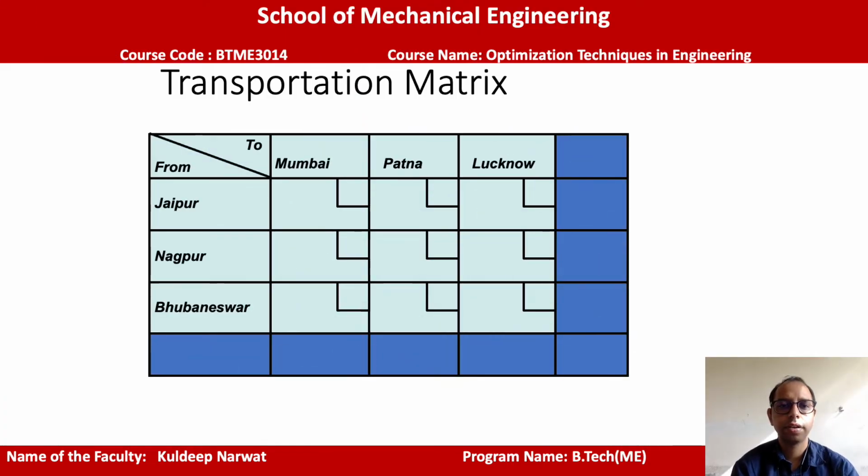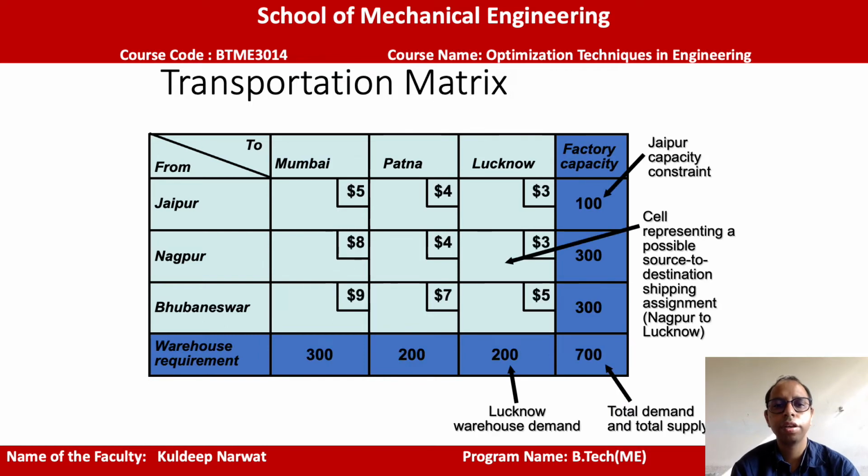So in this slide, what we are seeing here is we are actually forming the transportation matrix. We have been given the information about the various units which are available at the sources, and they have to be transported to the destinations. Also, we have been given the various values of cost.